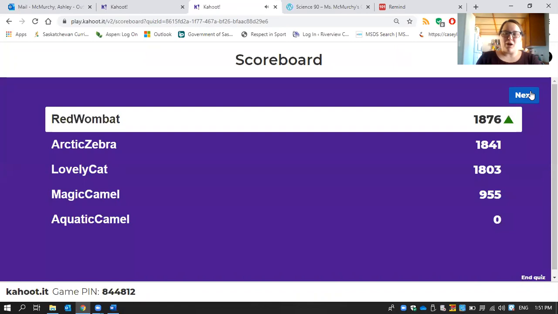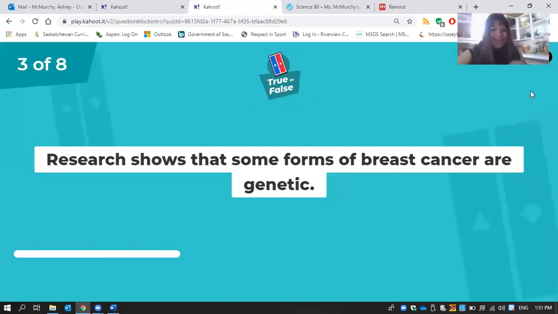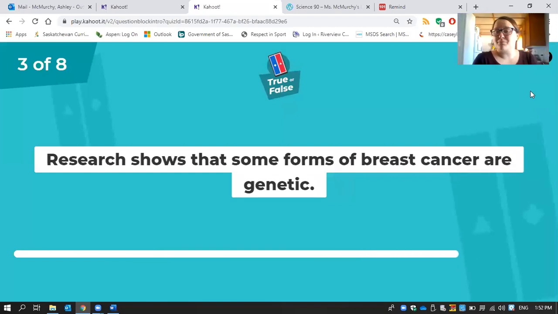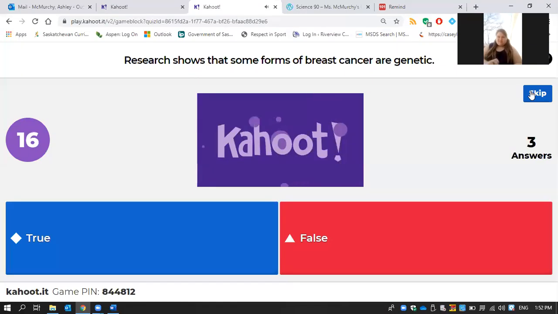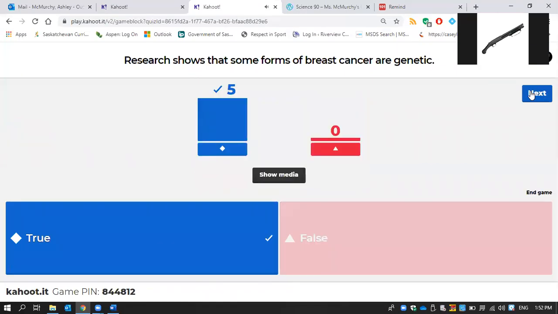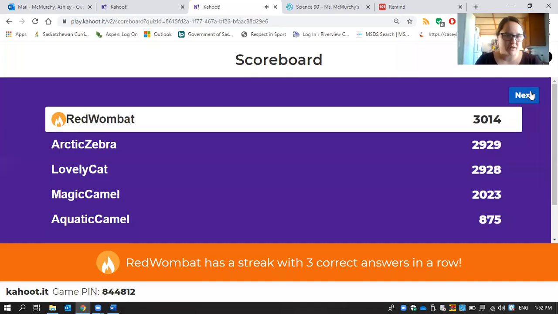Red Wombat has taken the lead. True or false? Research shows that some forms of breast cancer are genetic. Good job, guys. So yes, some forms of breast cancer are genetic. They are passed down from the parent to the offspring.